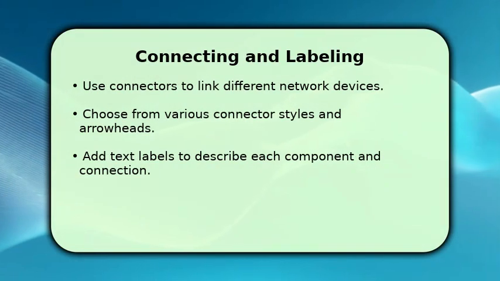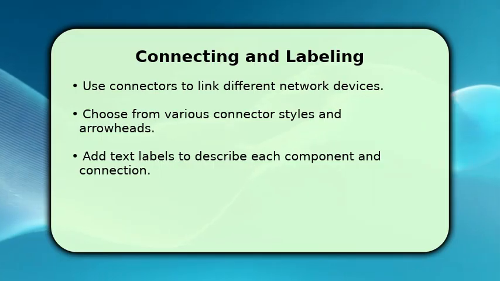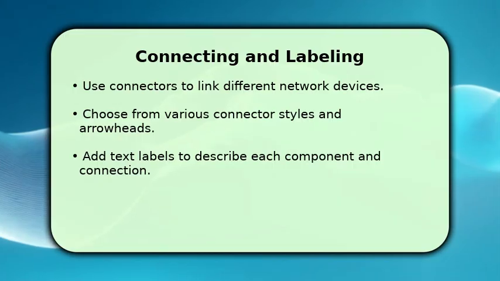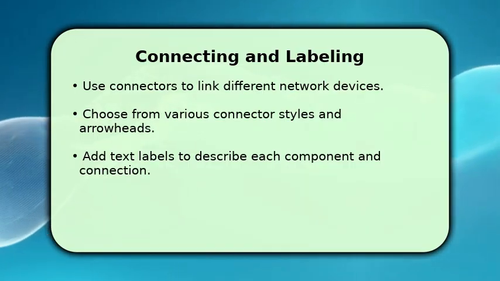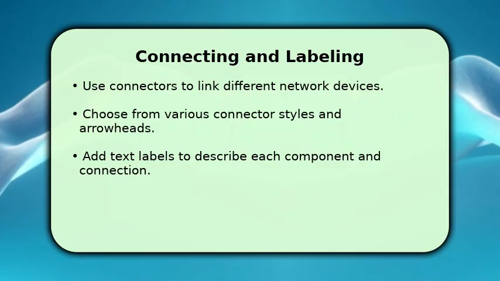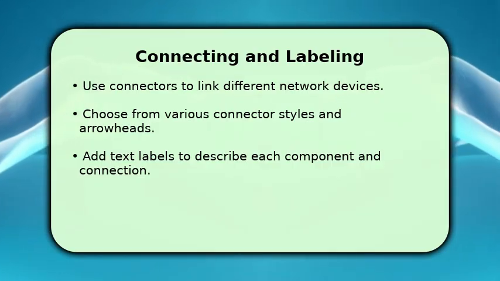Once your components are on the canvas, connect them using the intuitive connector tools. Simply click and drag from one shape to another to establish a link. You can customize connector styles, colors, and arrowheads to convey different types of connections. Add clear text labels to each device and connection, ensuring your diagram is easily understood by anyone viewing it.